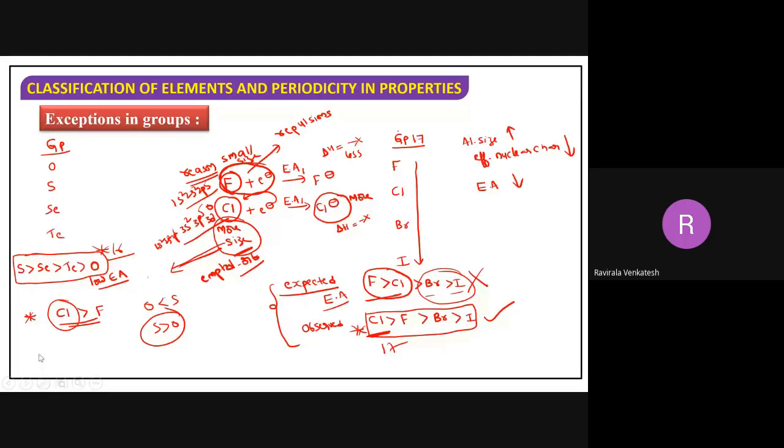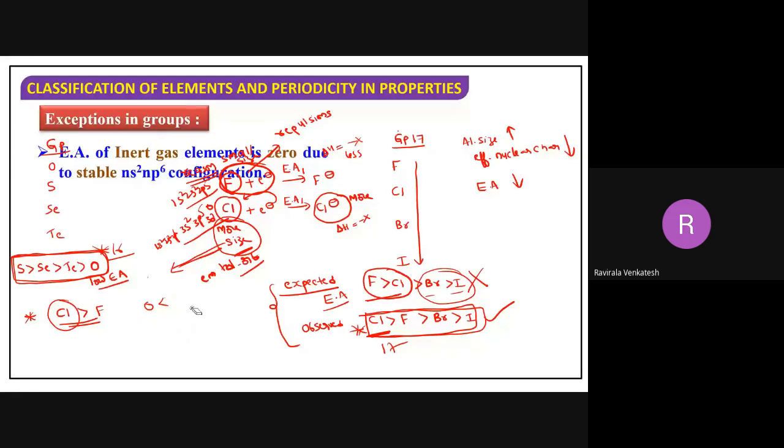So this is about exceptions in groups. Okay. So just I will remove this one, the red. You just take this from the textbook. Also, you can take this part and this part, group 17 order, group 16 order. Take from the textbook also.